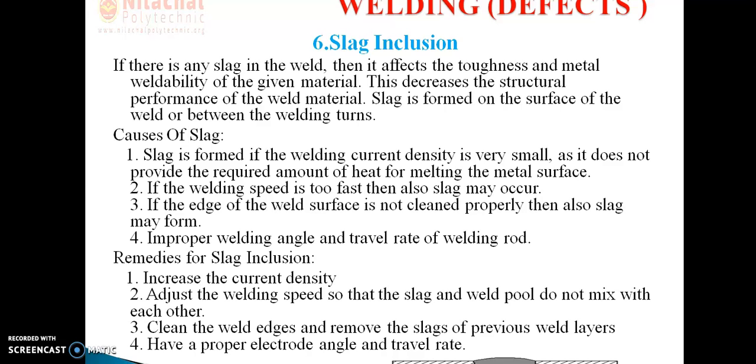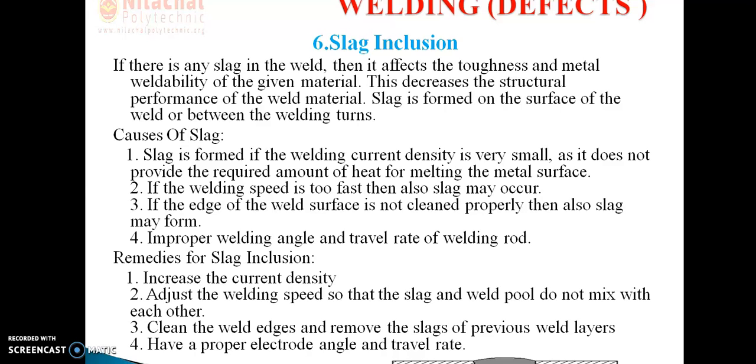The presence of non-metallic substances in the metal is known as slag inclusion. That means if there is any slag in the weld, then it affects the toughness and weldability of the given material. This decreases the structural performance of the weld material. Slag is formed on the surface of the weld or between the welding turns.